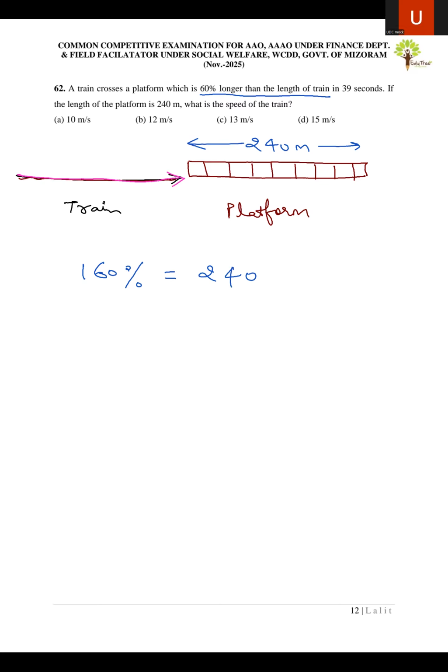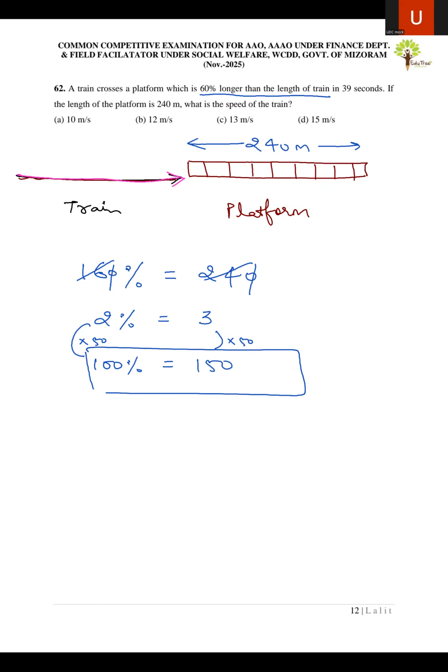So what we can do, no need of this percentage, just cancel out the zero from here. Now both of these numbers are divisible by 8. So I can say this is 8 2 times is 16, and this is 8 3 times is 24. So now this 2% is equal to 3. All right, 100% will be equal to how much? I can say it will be equal to 150. That is, I got the length of the train. So it means the train is 150 meters long.